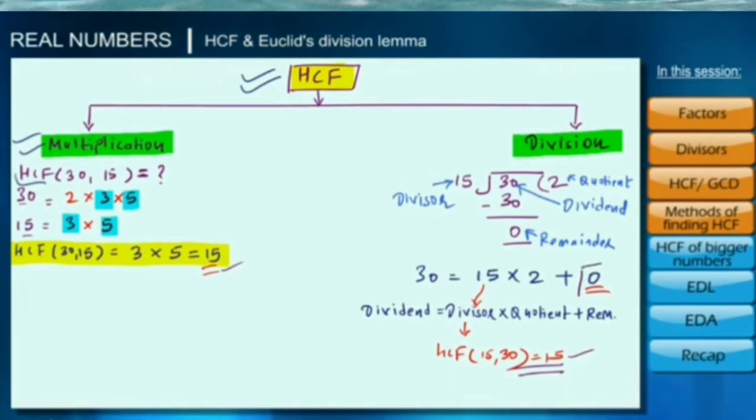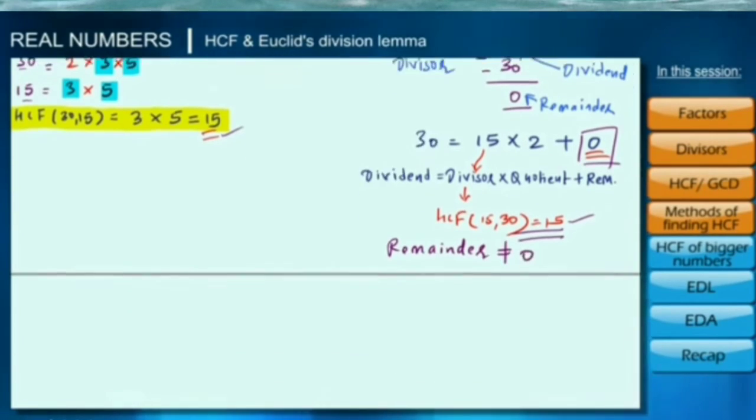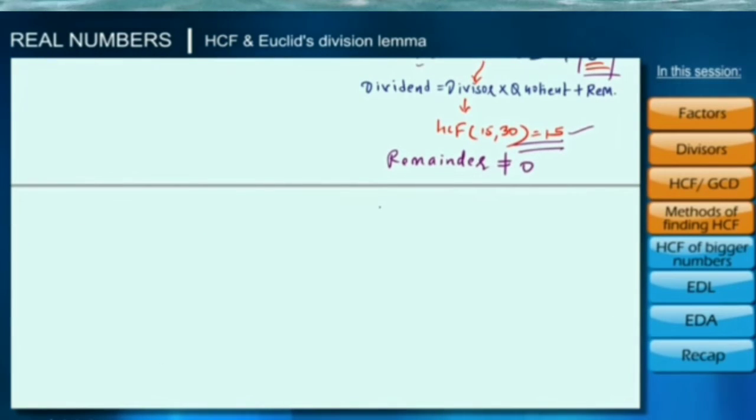Now let us see how to find the HCF by the division method if the remainder is not equal to 0. Let us take the example 32 and 15. So divide 32 by 15. You will get the remainder as 2. So you can write 32 is equal to 15 into 2 plus 2.